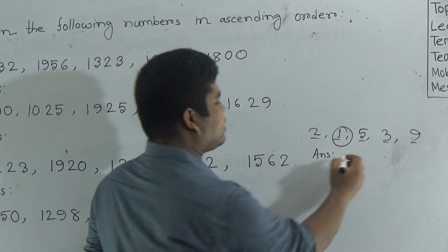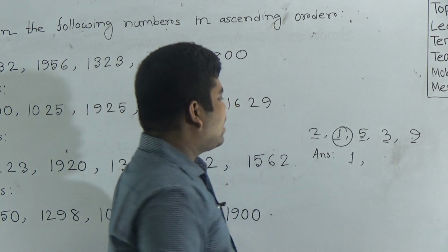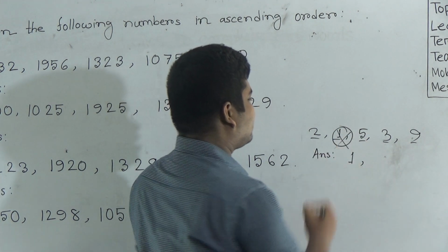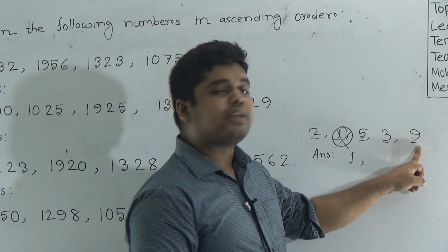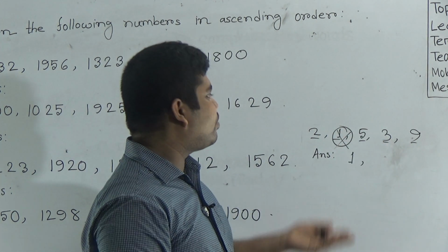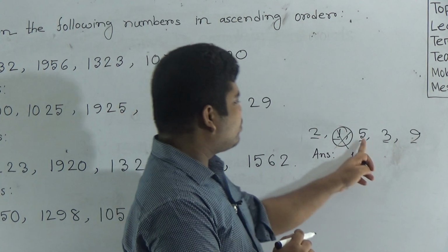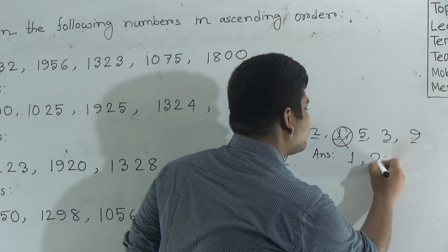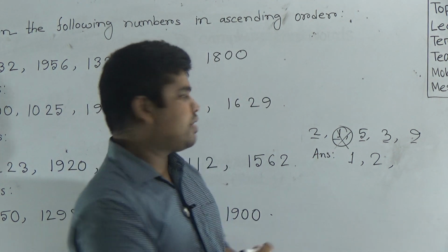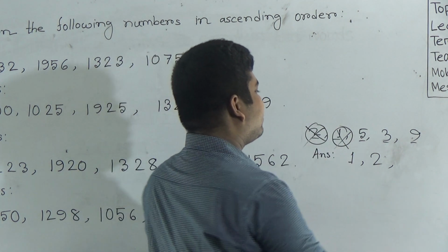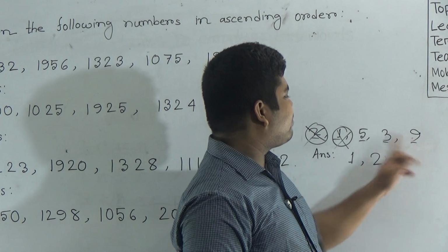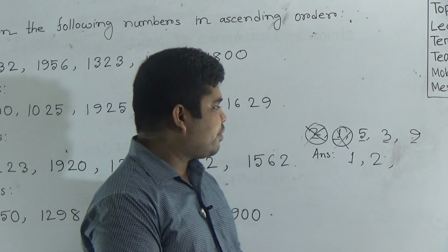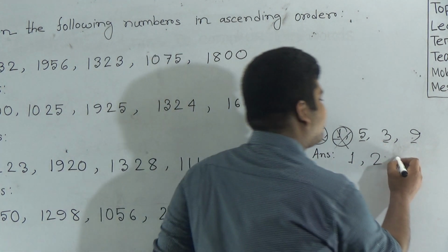So at first I write 1. After that, 1 is done. Next, 2, 5, 3, 9 are left. From these 4 numbers, which number is the smallest? 2, 5, 3, 9. It will be 2. I hope you have understood, and 2 is done. Next 5, 3, 9. From these 3 numbers, which is the smallest? 3. So then write 3.